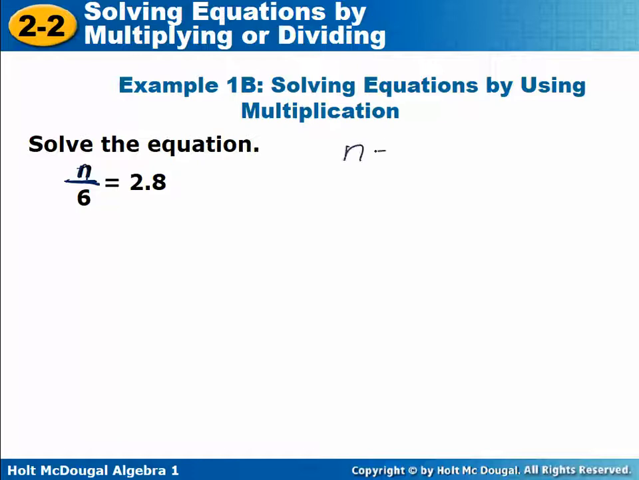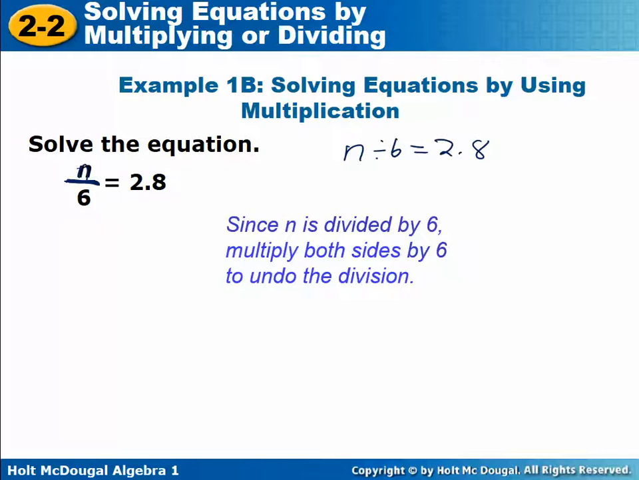We would not usually write that like this in algebra, but you could. You might see it written like that. But usually you'll see it looks like a fraction, but this is a division bar. So n divided by 6 equals 2.8. The opposite of dividing by 6 is, of course, multiplying by 6. So we're going to multiply both sides by 6.